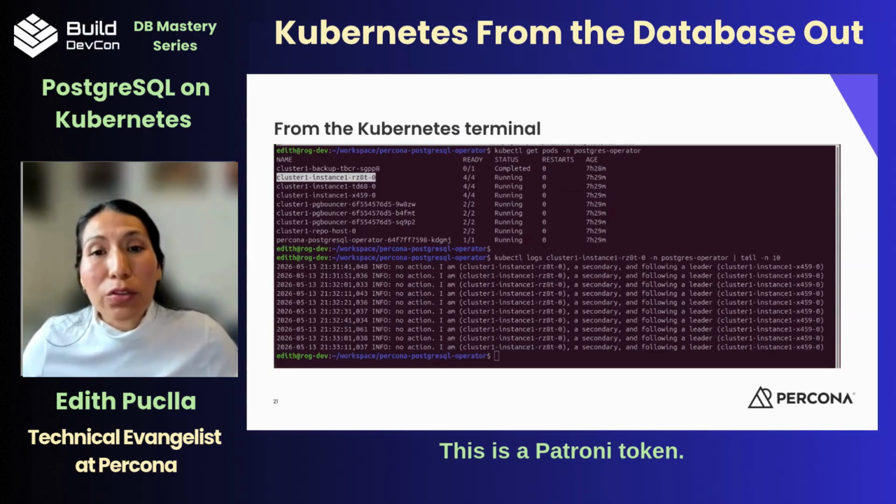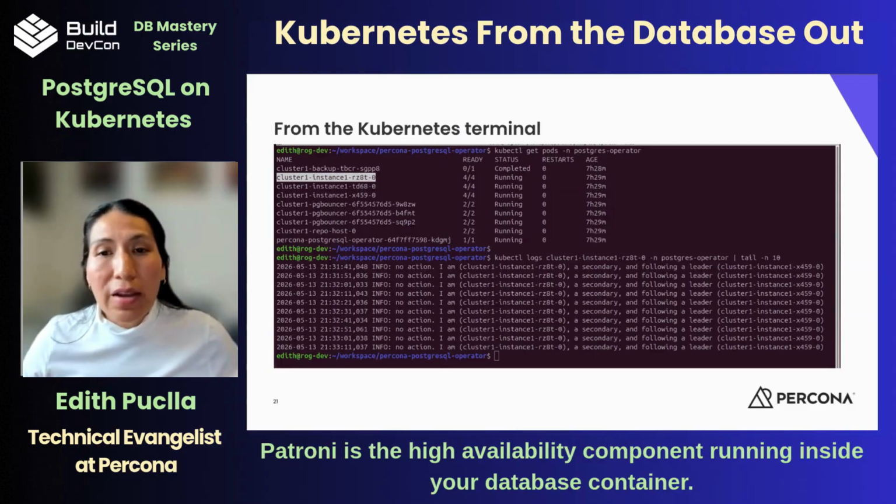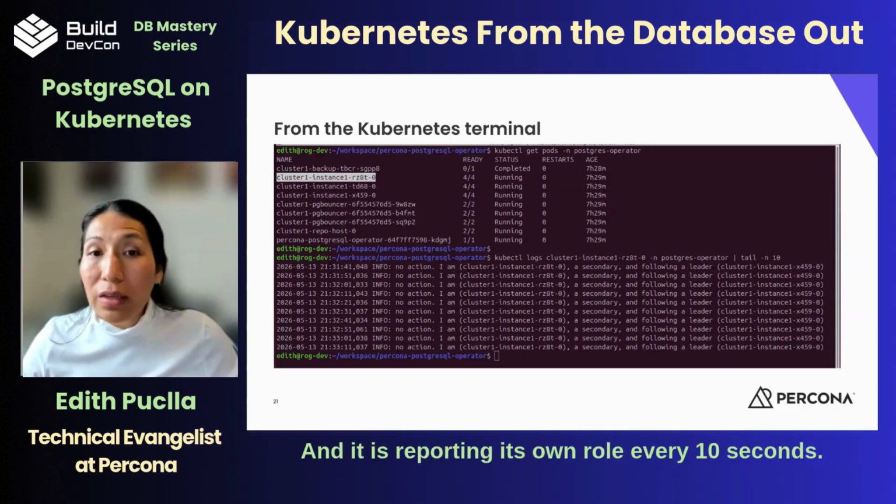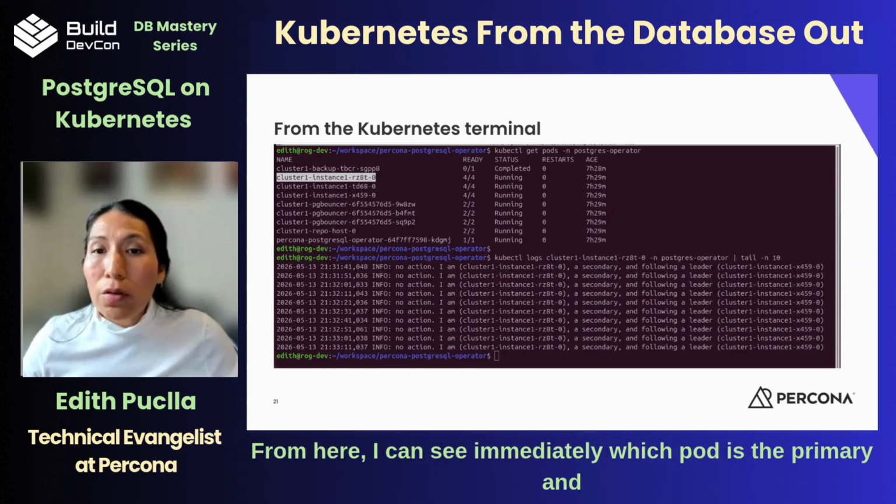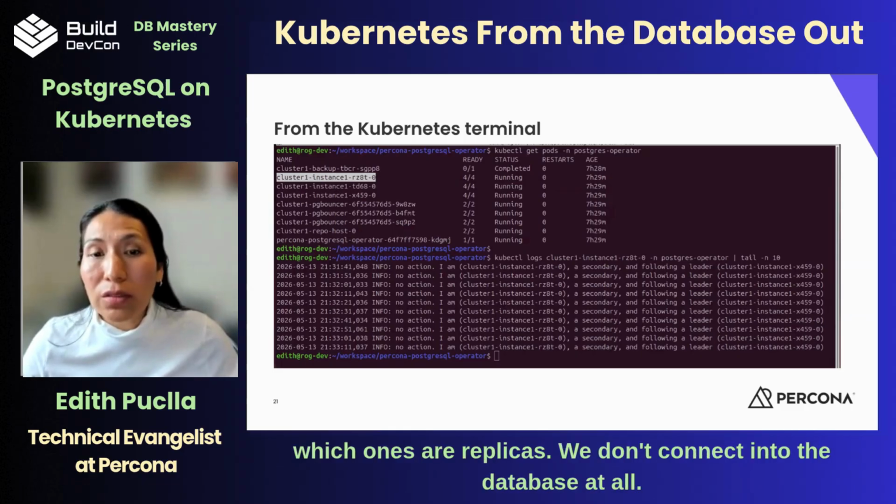This is a Patroni token. Patroni is the high availability component running inside your database container, and it is reporting its own role every 10 seconds. From here, I can see immediately which pod is the primary and which ones are replicas, without connecting to the database at all.